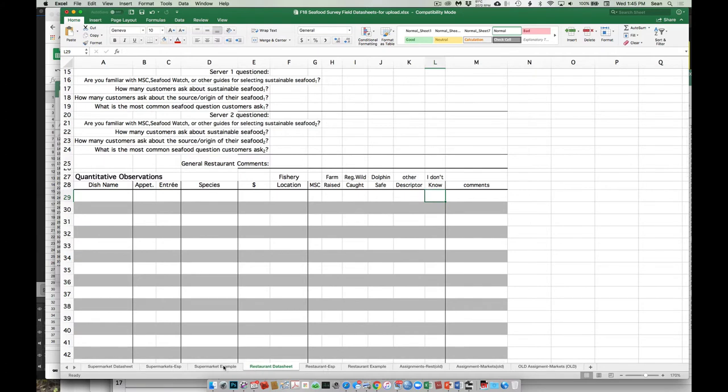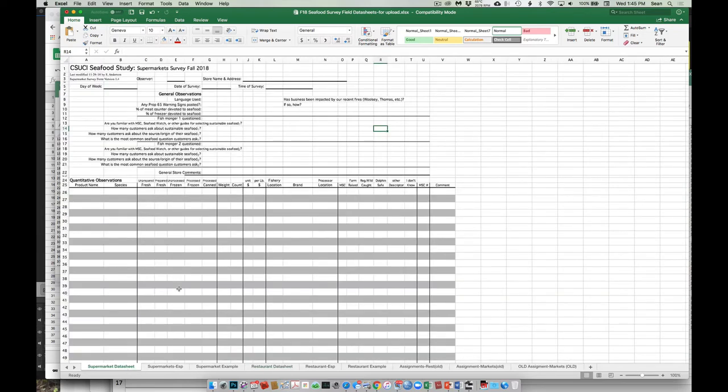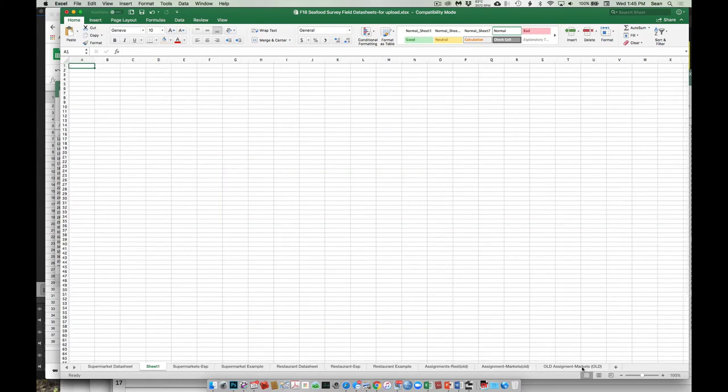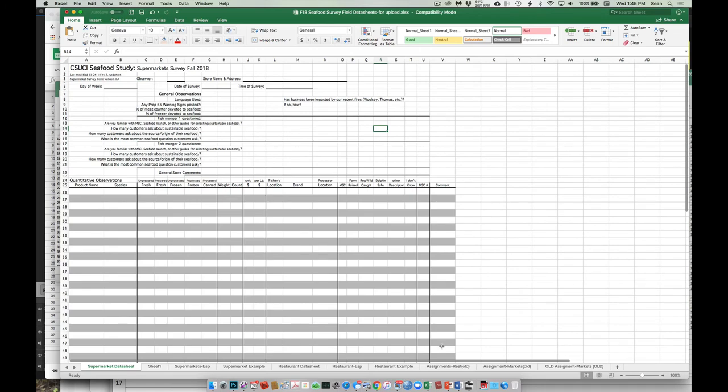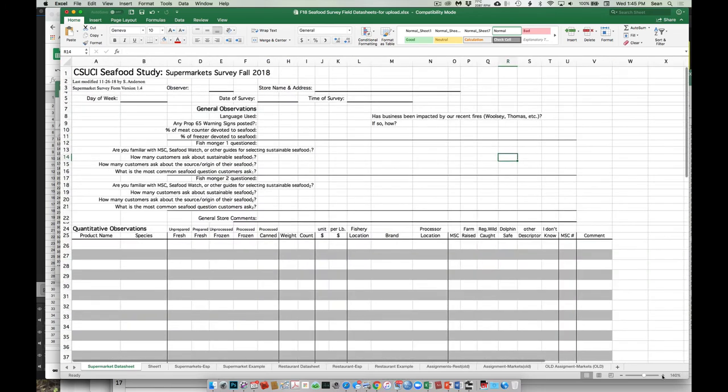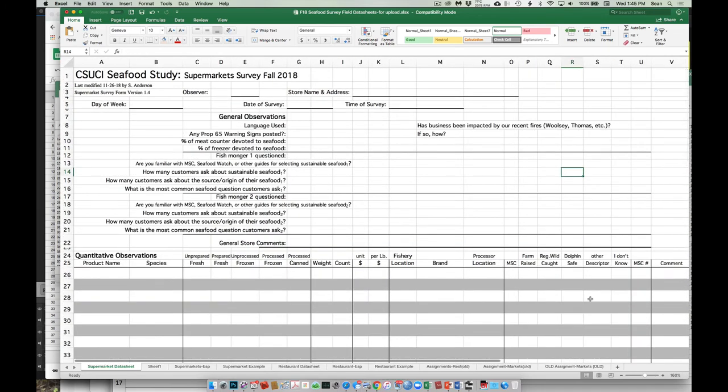The next one is your supermarket option. So this is, in broad strokes, very similar to what we just did. Same basic idea, it's a little teeny bit of a variant. In this case, everything else is the same, but notice right here, it's not entree and appetizers, it's the amount of the meat counter that's devoted to seafood.